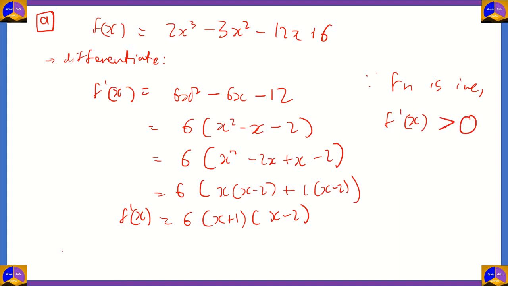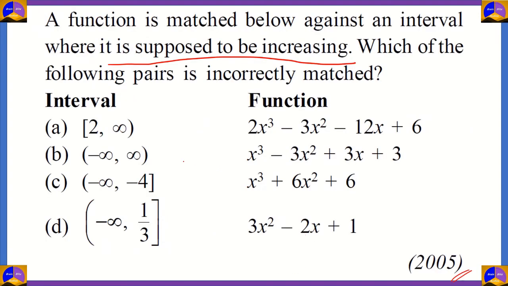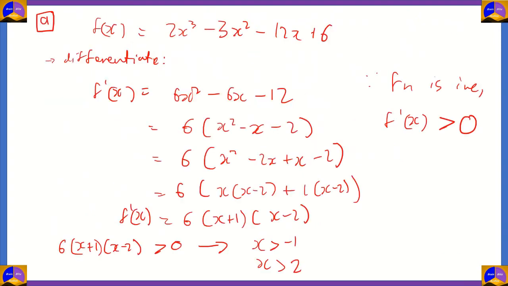Since the function is increasing, the value of f dash x must always be greater than 0. So therefore you have 6 times x plus 1 times x minus 2 as greater than 0. So x plus 1 is greater than 0, so x is greater than minus 1. X minus 2 is greater than 0, so x is greater than 2. So if you look at the question, closed interval 2 to infinity will give you the function 2x cubed minus 3x squared minus 12x plus 6 as an increasing function.